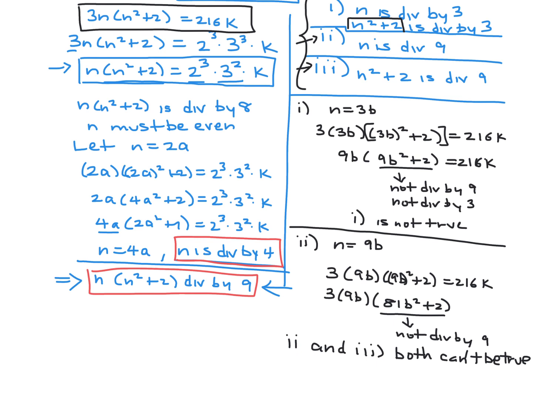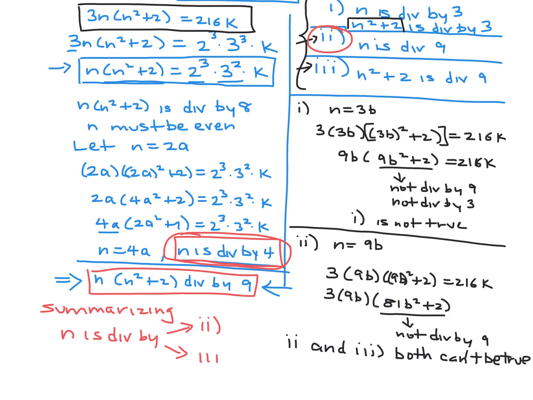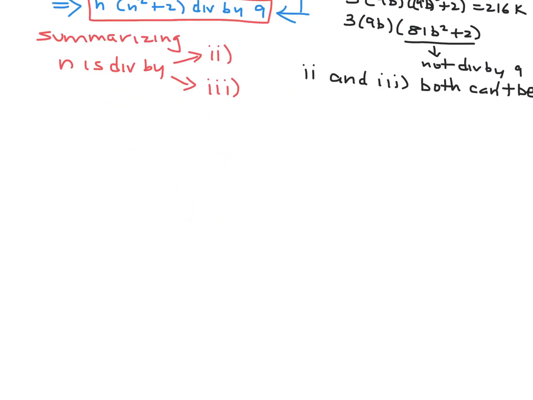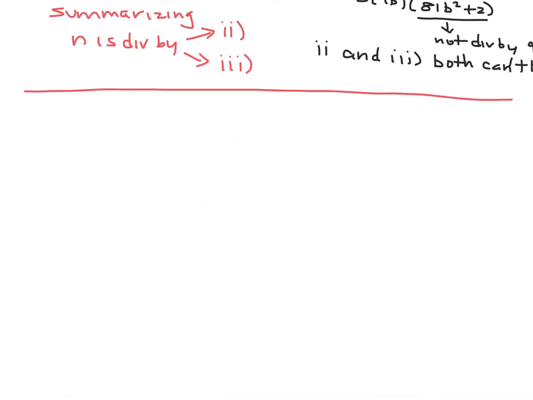So we have to now come to a conclusion, and our conclusion is as follows, so summarizing, we have n is divisible by 4, this guy right here, and either we have 2 or we have 3. We can't have both. So n is divisible by 4 and n is divisible by 9, or n is divisible by 4 and n squared plus 2 is divisible by 9. So those are our two possibilities. So let's put those there.